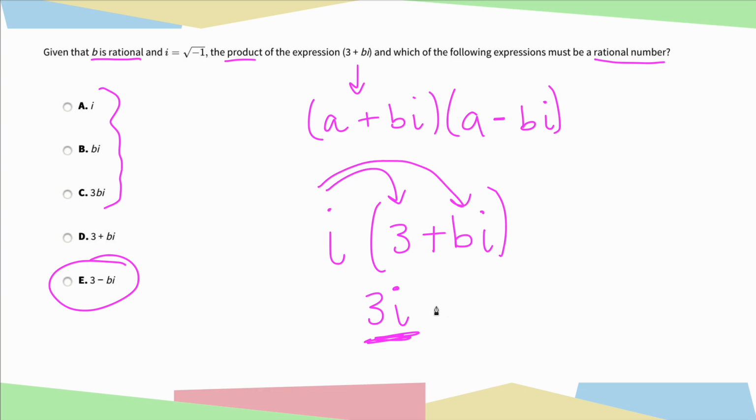I can just show you fully what that would look like. i times bi would give us bi squared, which is the same as minus b. But again, it still has this imaginary part, so we could eliminate that. And then looking at B and C, we're going to have that same issue. B and C are both also going to have imaginary parts. You could test this out; I'm not going to write it out for the sake of this video, just take my word for it. But in this case, the correct answer choice would be its conjugate, which would be 3 minus bi.